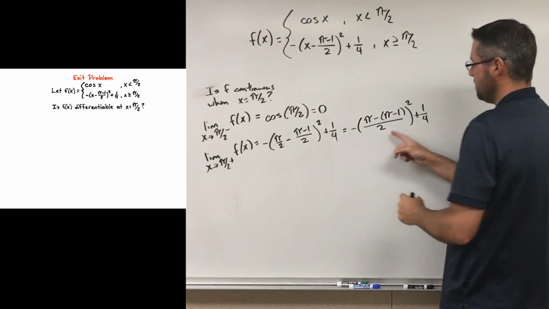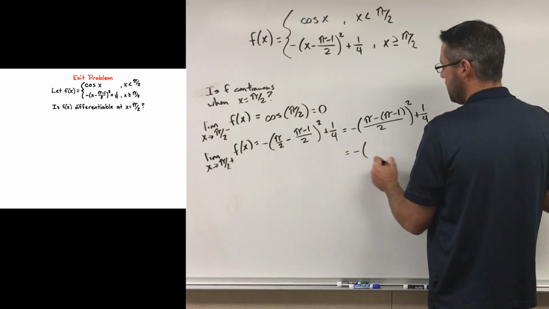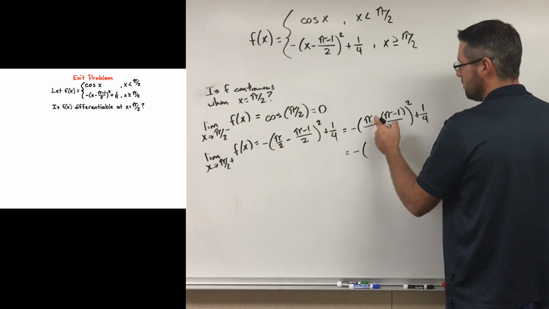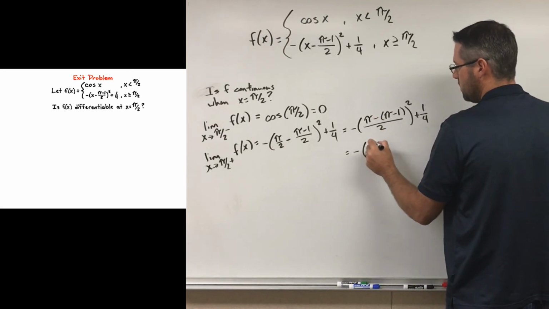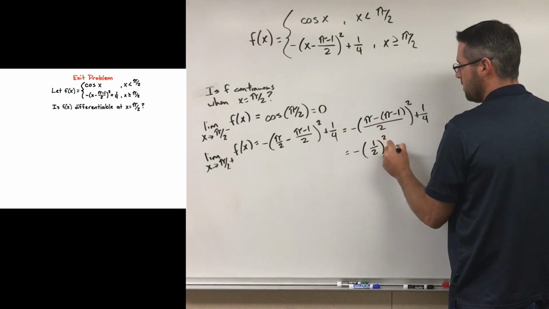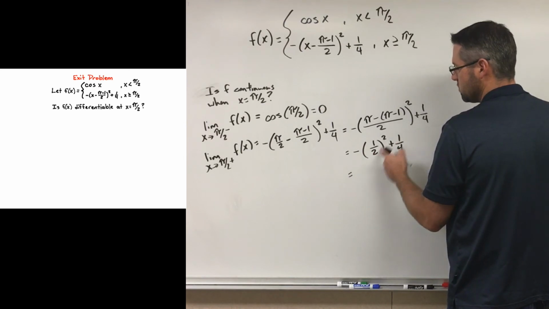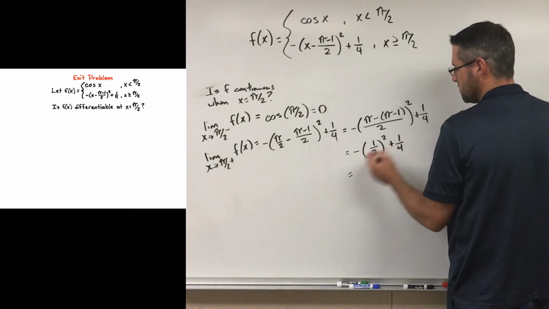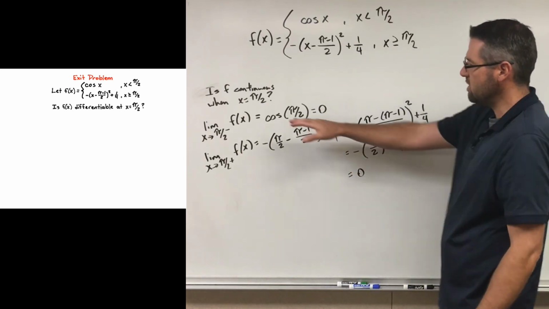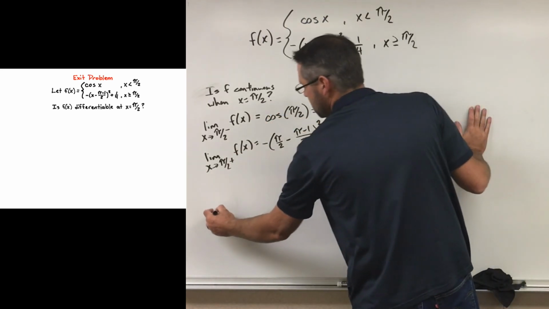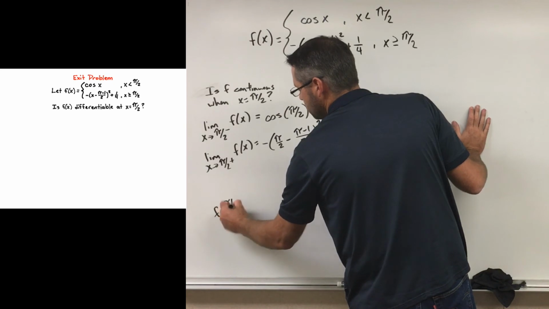So you might be able to see that we're going to get a fourth here, so we get negative. And then when I square all this, let me simplify this. Pi minus pi is 0. Negative 1 times negative 1 is positive 1, so I've got 1/2 squared there, which is 1/4. That's a negative 1/4 plus 1/4, which is 0. So we can see that the left-hand limit equals the right-hand limit. That's good. And the last thing we need to figure out is f of pi over 2.